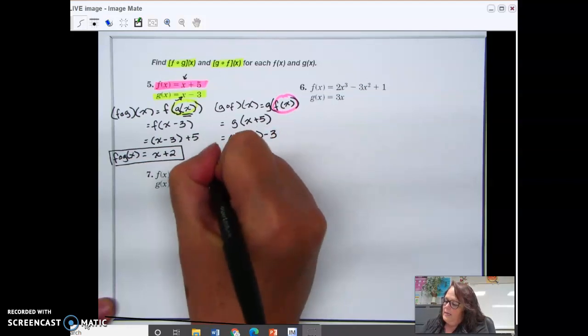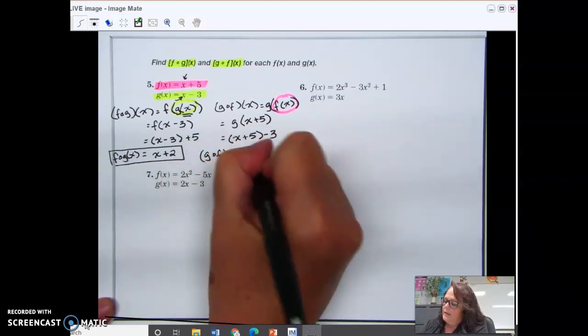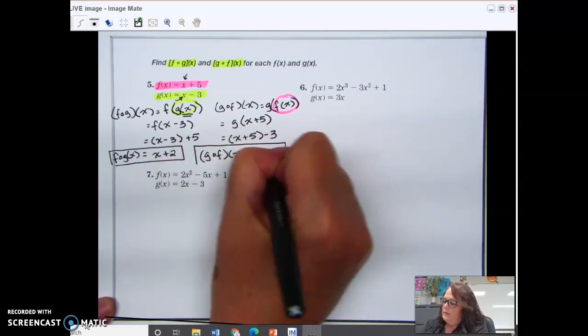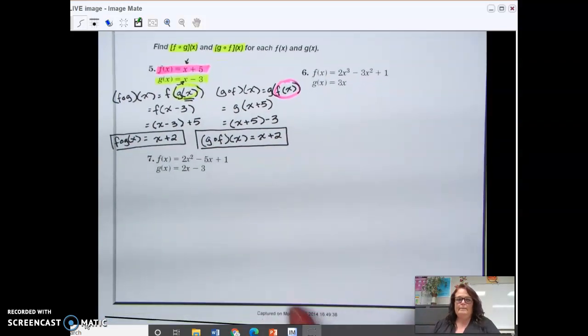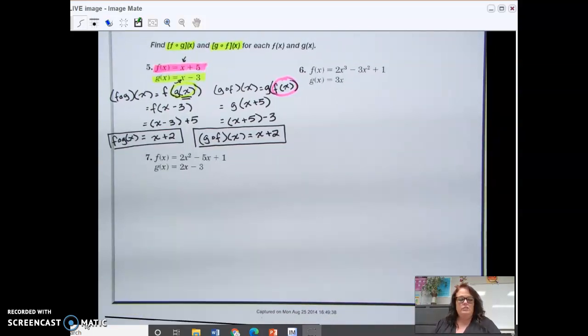And then when I plug that in, that gives me g composition f of x is equal to x plus 2. So as you can see, in this case, it was commutative, but it isn't always. So I'm going to go a little bit out of order, and we're going to step down here to number 7 just to make sure that I have enough time.